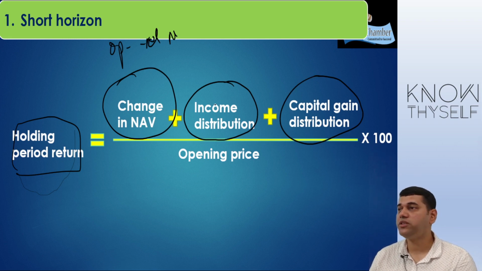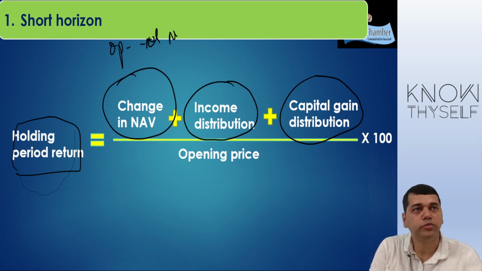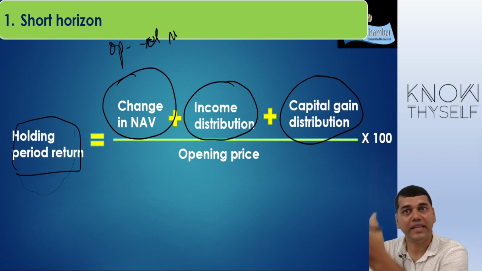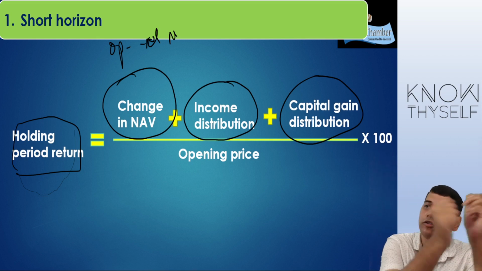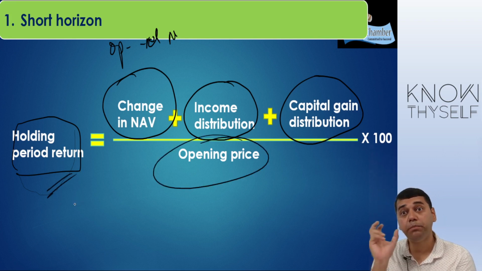See, income distribution means every year you receive the dividend. What is your mutual fund going to do? They are going to invest in shares. Some of the shares give them dividend. That distributed dividend they will pass on to you. Some of the shares they will sell off. They get the capital gain. Some portion of the capital gain they will also pass on to you. So this is called a capital gain distribution. So whatever you receive divided by the opening price gives you the holding period return for the full period.